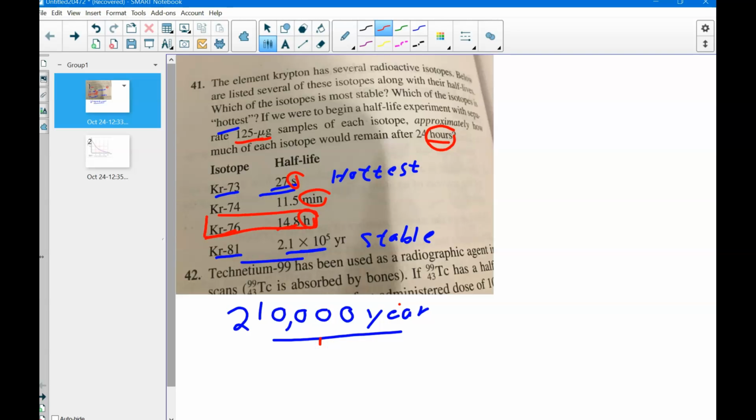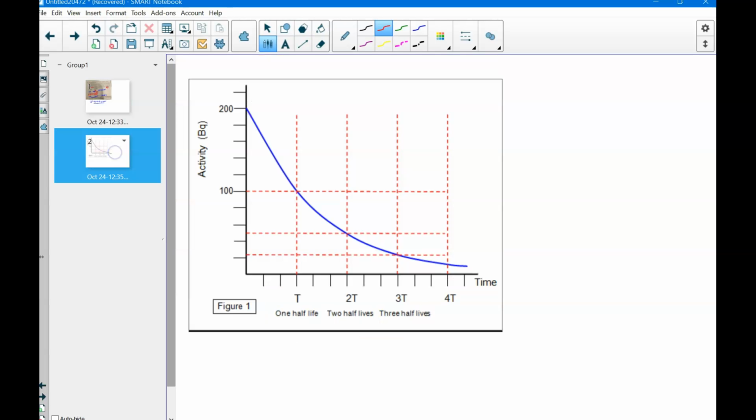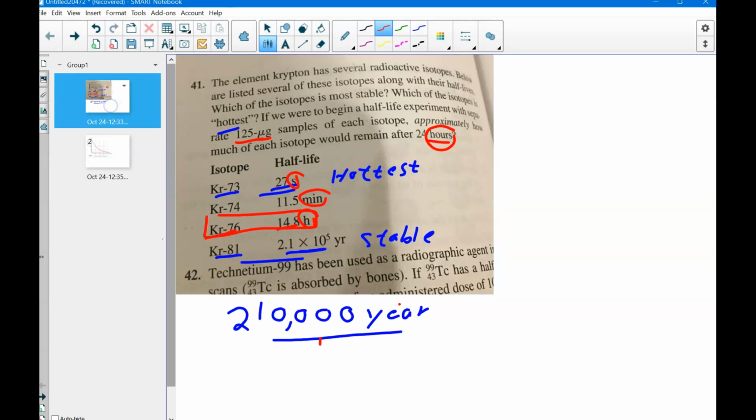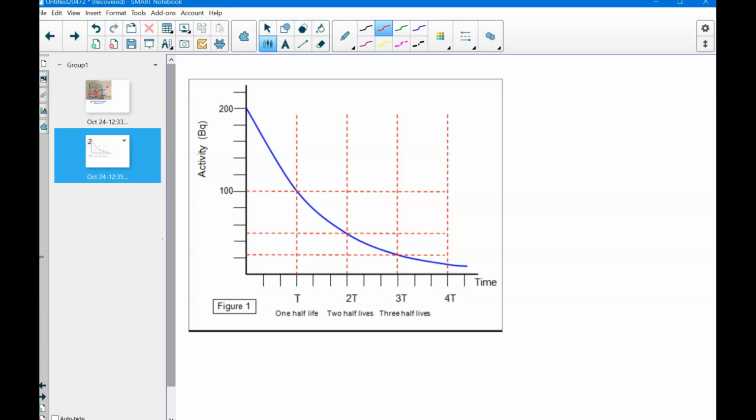Before I do it for real, I'm going to take a common sense approach to help you understand what is exactly going on with this type of question. Let me go back for a second. This graph shows what's happening in terms of half-lives.